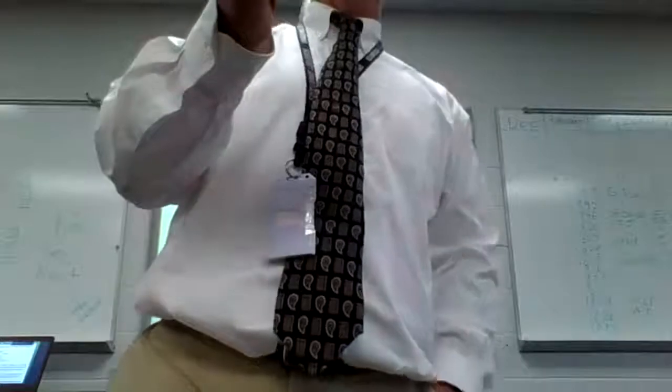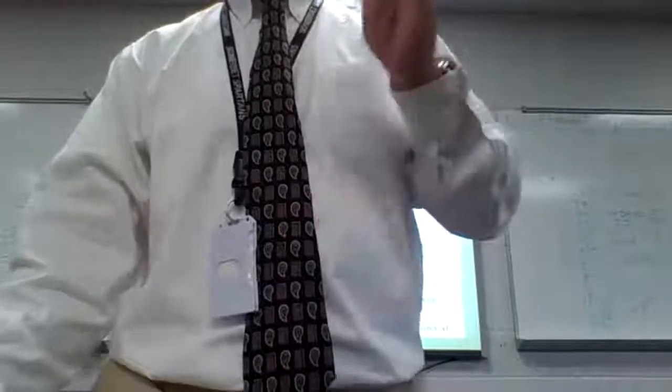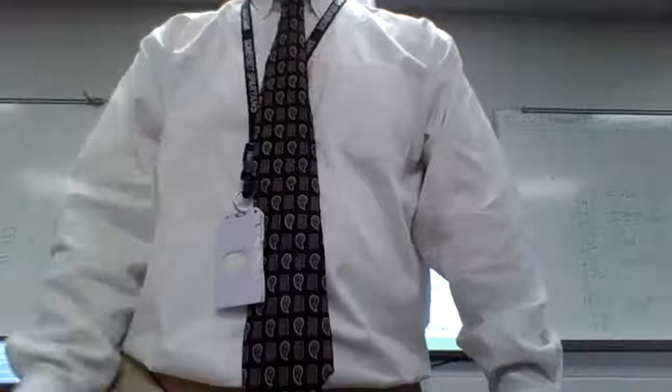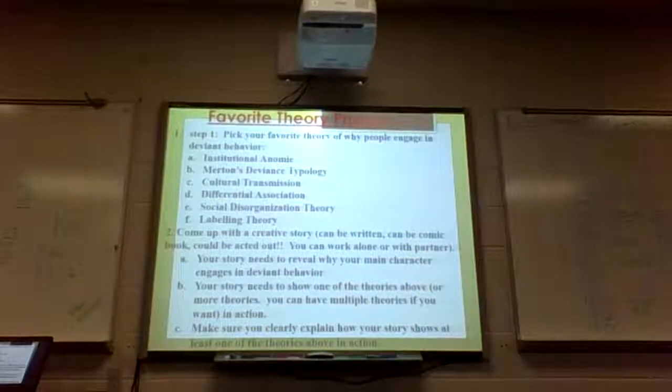Okay, so it says here, your story needs to reveal why your main character engages in deviant behavior. Why does Billy do that? So you're going to explore this. Now, I know what's going to happen, and I've seen it before. Some of you are going to have this story of Billy and how he engages in criminal behavior, and then the cops are going to ask Billy, well, why'd you do that? And then some expert will step in the comic book and say, well, this is an example of Merton's deviance typology, and blah, blah, blah. Stop it! Don't do that.